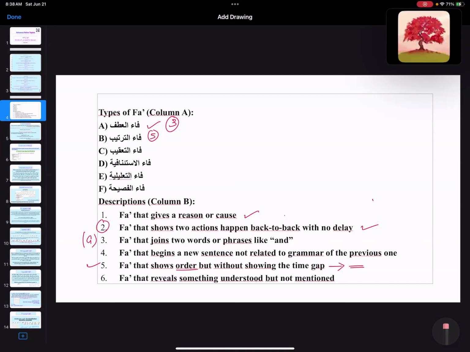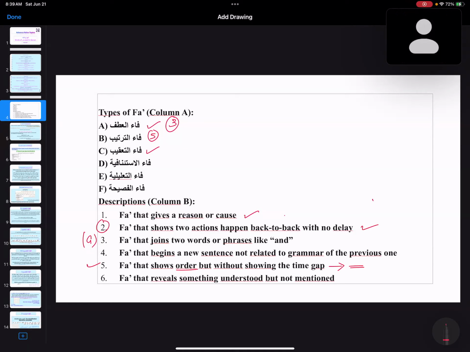That means there is no time gap mentioned. After one action happens, the second action will happen, but how much time gap is not mentioned. We do not know if it was 1 day or 1 month or 1 year. We do not know how much time is taken from one incident to the second one. So there's a difference with taqib: taqib is with no delay, back to back, immediately, but tartib is not.